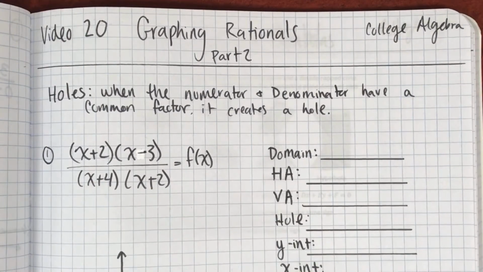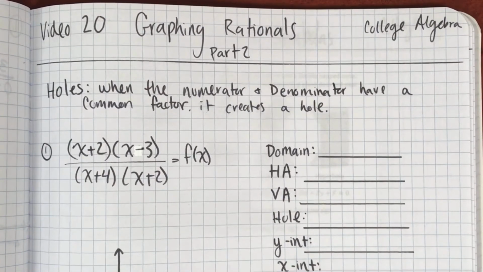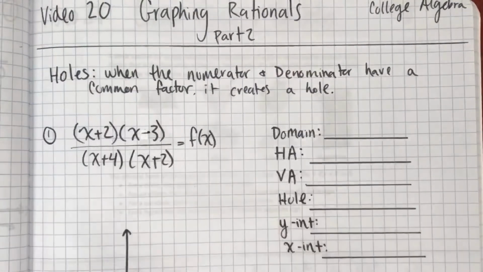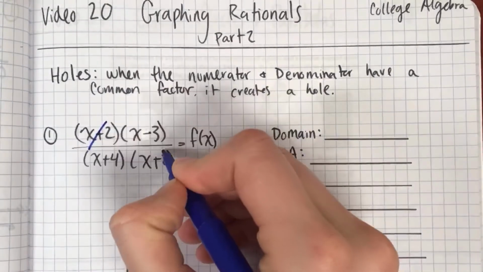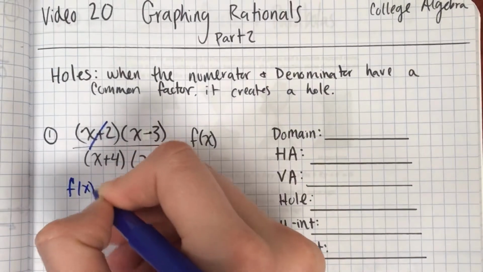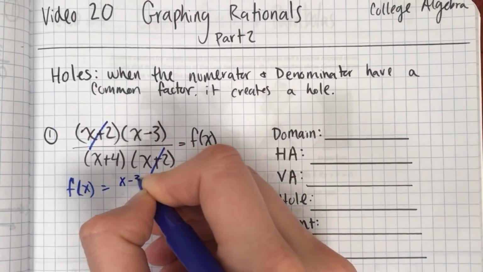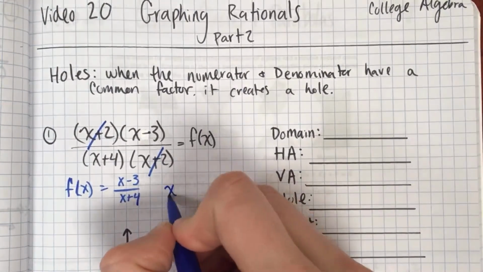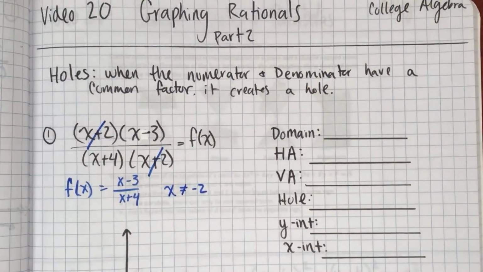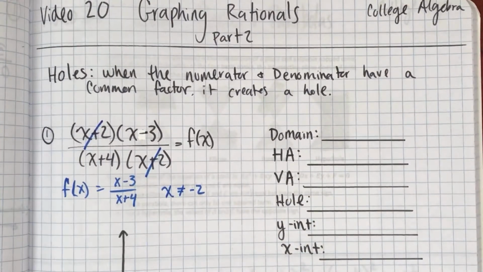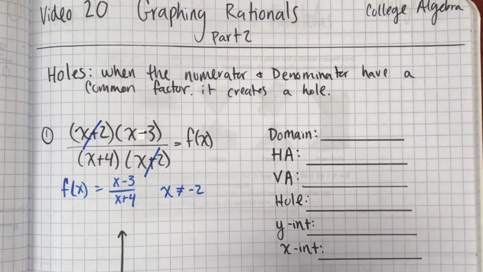So first of all, a hole is when the numerator and denominator have a common factor. It creates a hole, and that hole happens because we can cancel out those factors. So for our first example, I can cancel out my x plus 2's. My new function, after I've reduced it, is x minus 3 over x plus 4. Then x cannot equal negative 2, and that's when I put that factor equal to 0 and solve. So that's where we would have a hole.